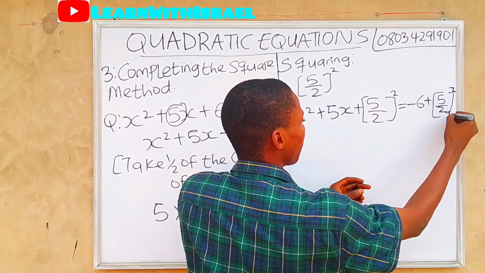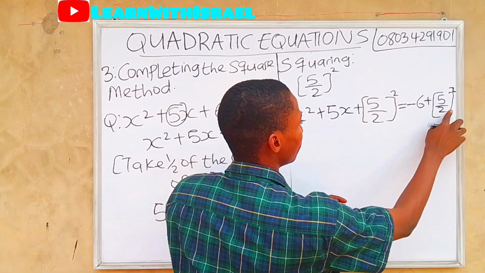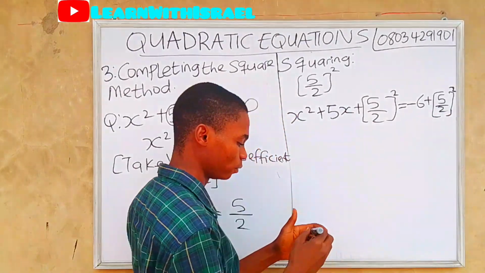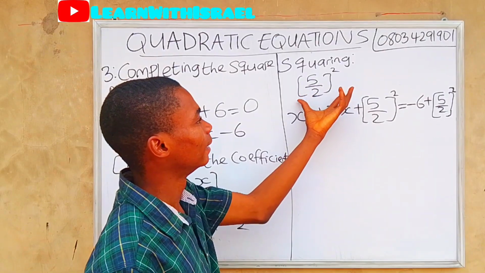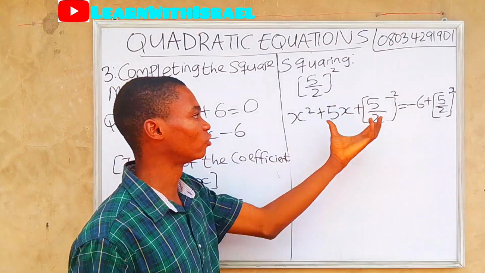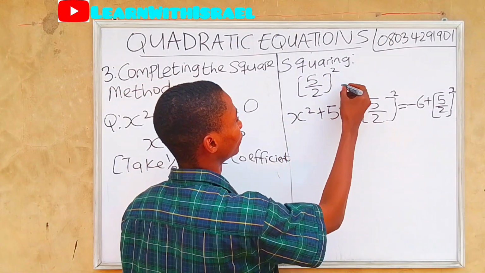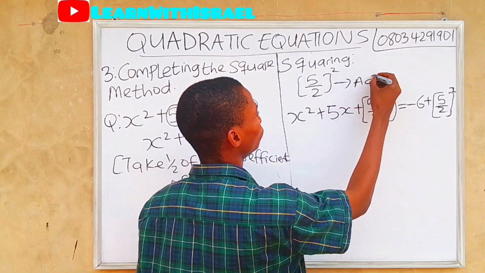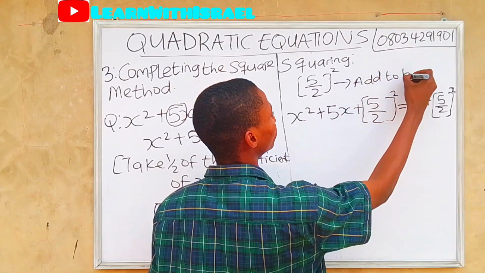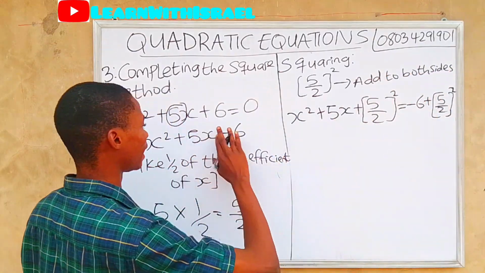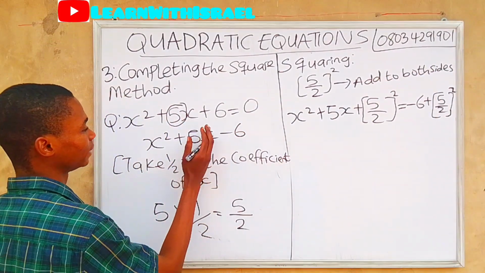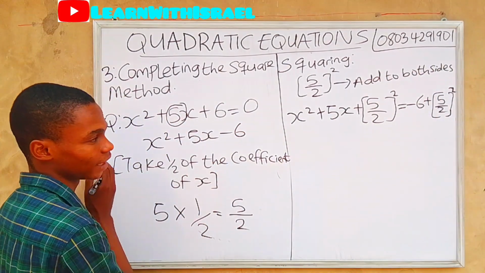Is that clear? I hope you got that. We are to add the value we squared here to both sides. And we all know that this minus 6 is the right hand side, while this x squared plus 5x is the left hand side.